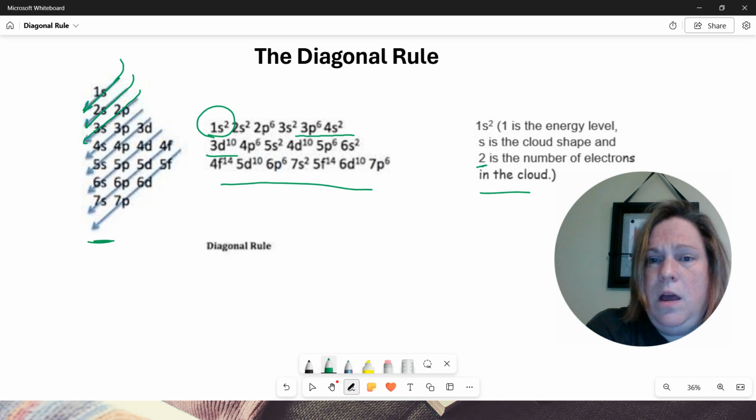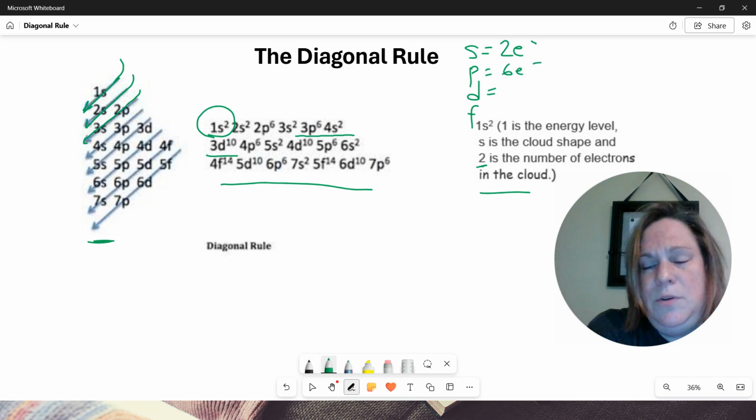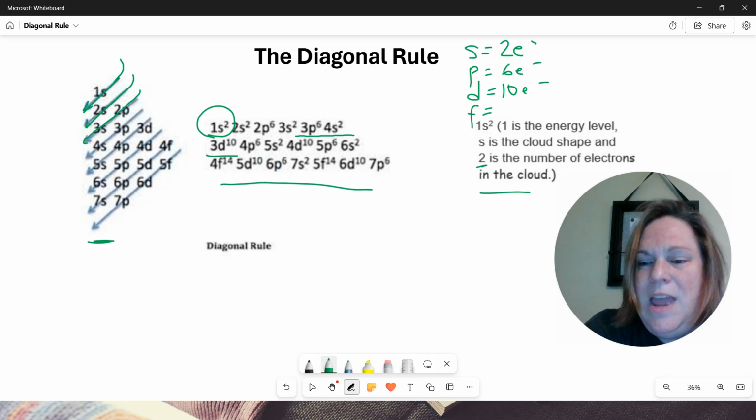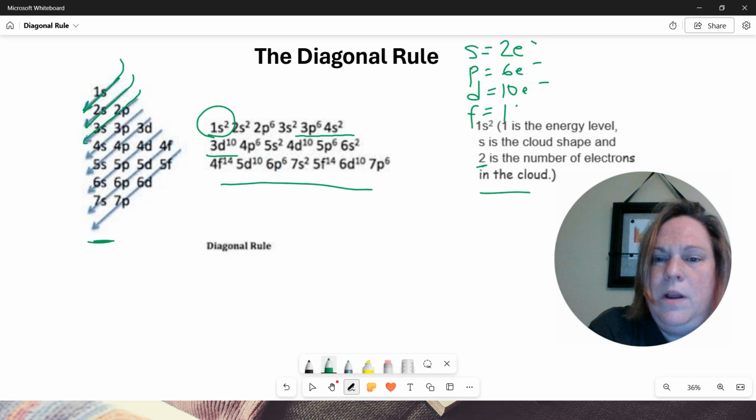In review, if you haven't already learned this, there are 4 clouds that we're going to work with: the s, the p, the d, and the f. The s is spherical shaped and can hold 2 electrons. The p is peanut shaped and it can hold 6 electrons. The d is donut shaped, or at least one of the 5 shapes are donut shaped, and it can hold 10 electrons. And the f is super duper fancy. It's too hard to draw. There are 7 of them, but they can hold up to 14 electrons.